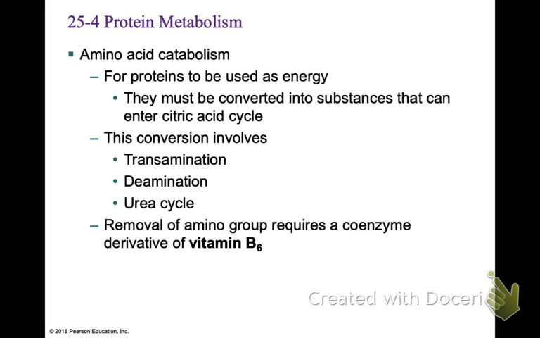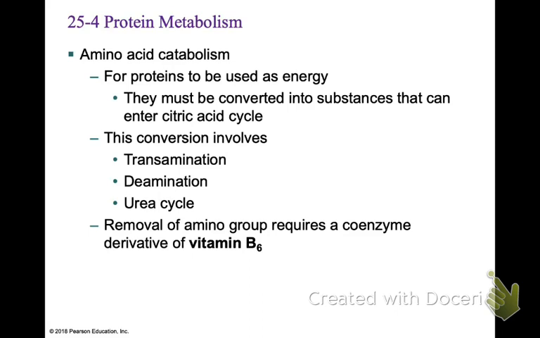The problem is you've got to get that amino group. And that amino group is the NH2 that all amino acids have. And this is where you need vitamin B6. It's a coenzyme to pick up that amino group. When you pull that amino group off, you can do a couple of different things with it. You can stick it on a different substance to make a new amino acid.